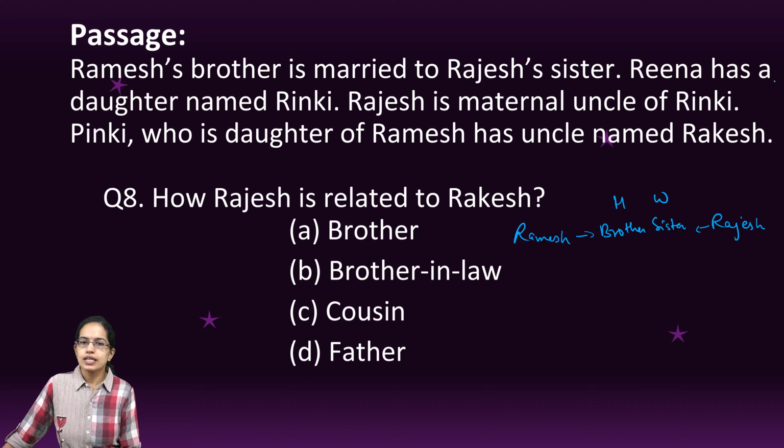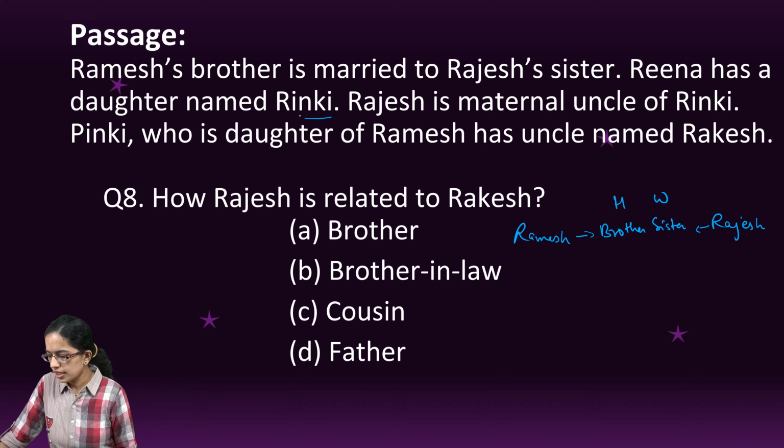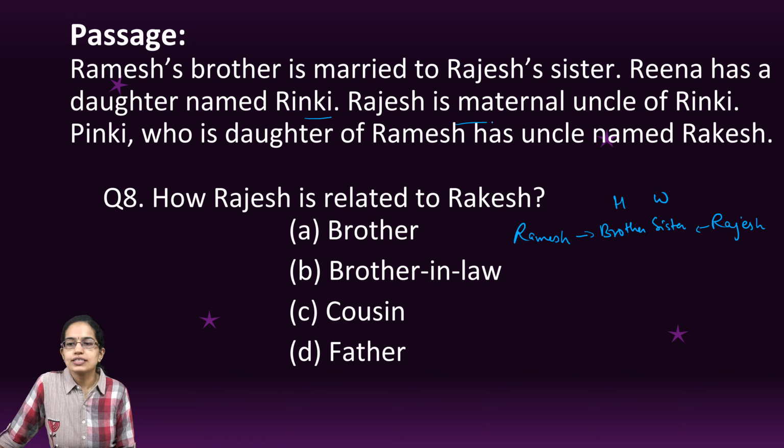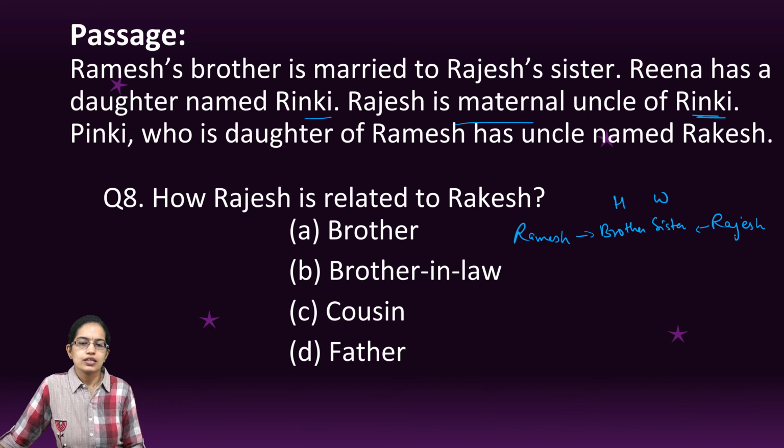Okay, Reena has a daughter named Rinki. Now who is Reena? I don't know. Reena's daughter is Rinki, that I know. Rajesh is the maternal uncle of Rinki. Now Rajesh is the uncle of Rinki. That means Reena must be the sister of Rajesh. So Reena is the sister.